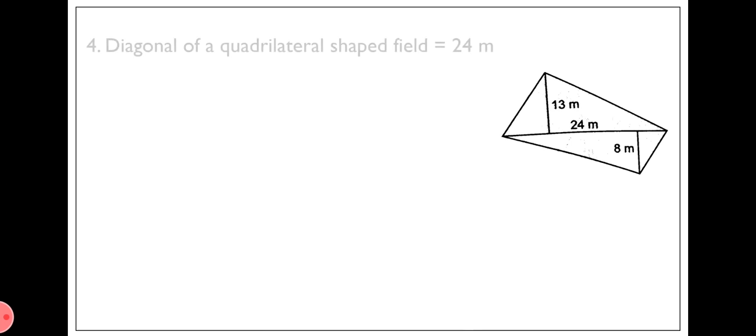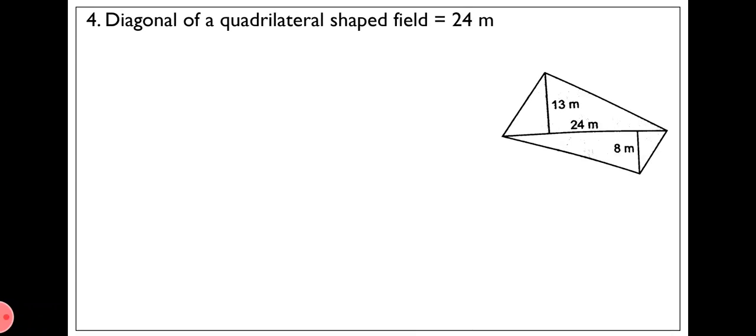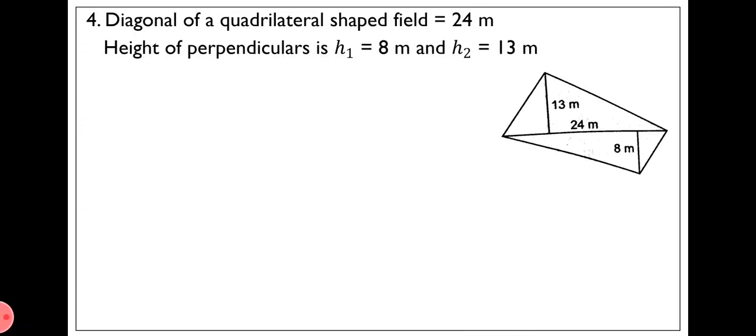So next question number 4 is diagonal of a quadrilateral shaped field is given as 24 meter. We write the information as we are not writing the question. So we write the information so we can calculate it properly and solve the sum properly. Also height of perpendiculars, that is two perpendiculars are given. Let one of the height h1 equal to 8 meter and h2 equal to 13 meter.